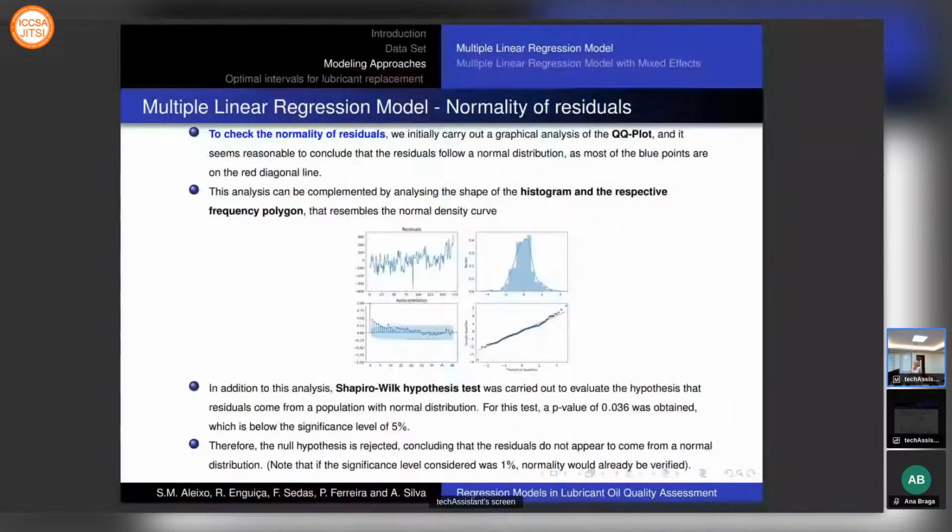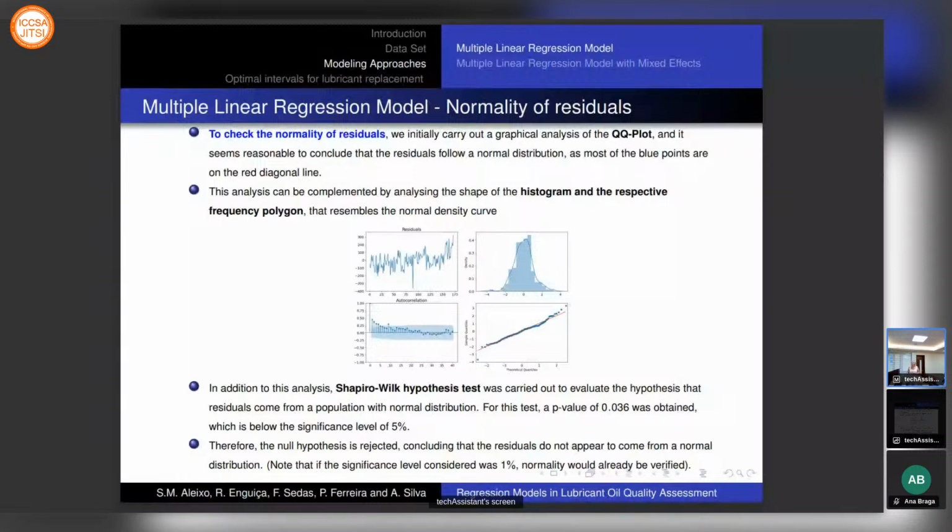And finally, the normality. We can observe these two graphics. The first one, the histogram with the polygon, and the QQ plot, we can see the points are near the line, so we can assume that maybe they are normal. But when we made the Shapiro-Wilk test, we see that at 5% this hypothesis is rejected, but we note that if we consider 1%, normality will already be verified.